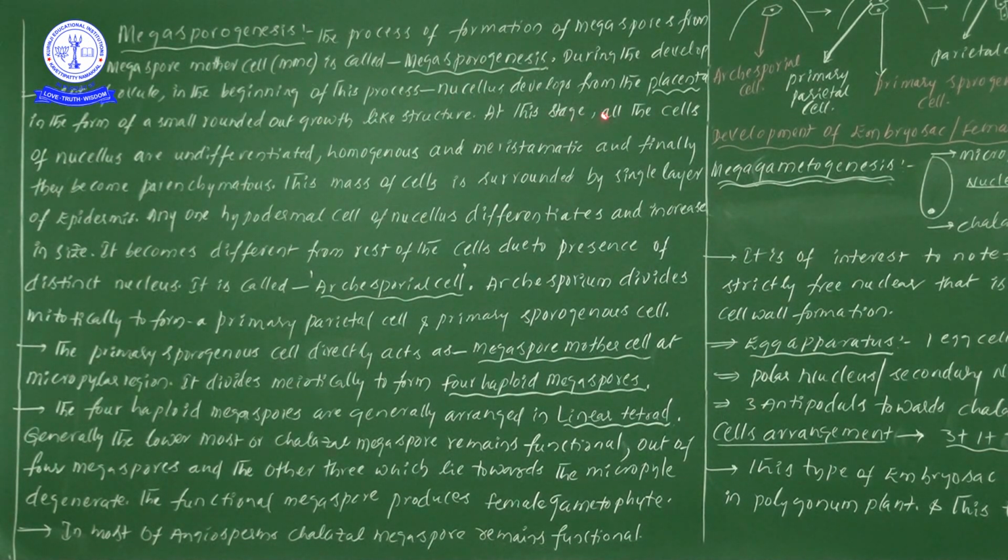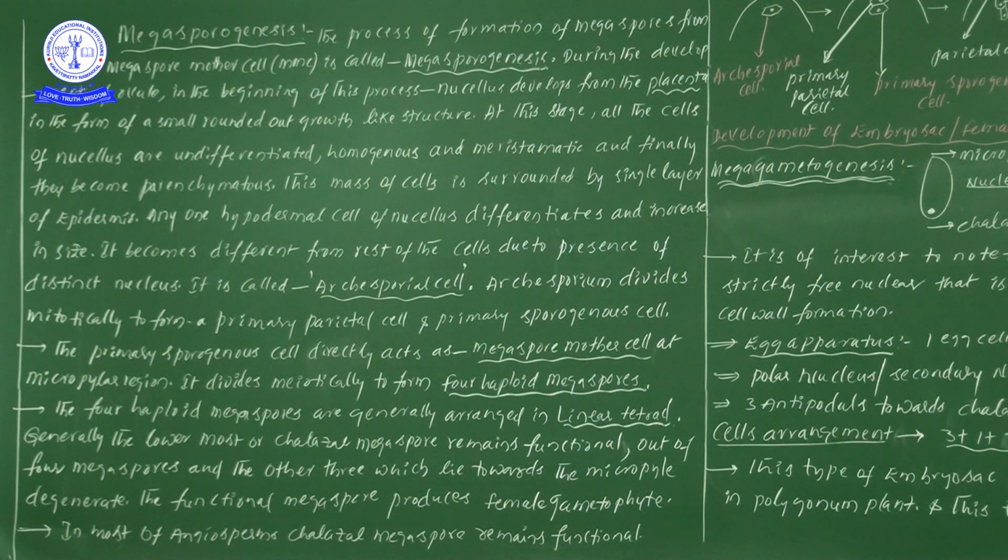At this stage, all the cells of the nucellus are undifferentiated. We cannot find any differences between the cells. All cells seem to be the same. Just now the nucellus cells are formed as small outgrowth-like structures, and all the cells are undifferentiated. Undifferentiated means all the cells are morphologically similar, homogeneous and meristematic.